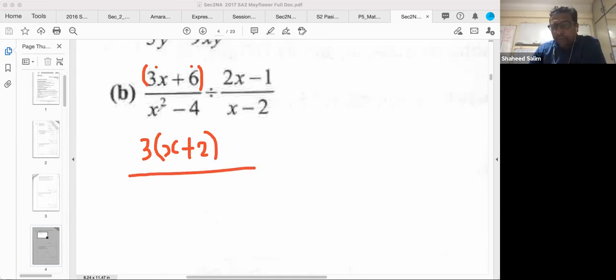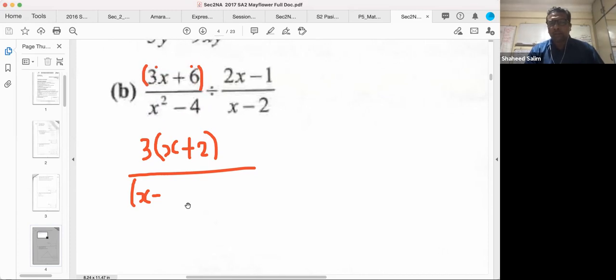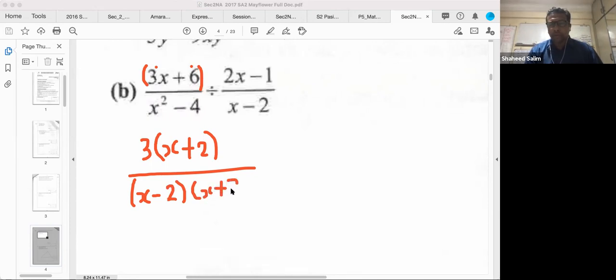This one, if I were to factorize, it will give me x plus 2, x minus 2. You must be able to see the pattern. Remember, it can be squared, can be squared, can be square rooted, can be square rooted. So it's like that.